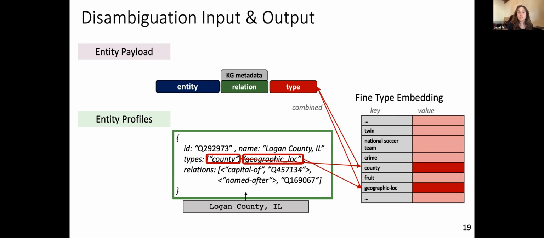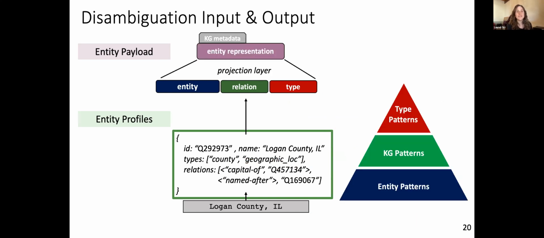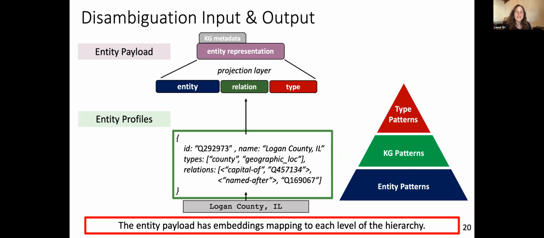I repeat the process also for types, right? So the county gets a type and geographic location gets a type, and every single county is going to get the exact same type. Now, these simply get projected down and form what we're calling our entity representation or entity payload. And the key takeaway here is that I have an embedding for every layer of this signal hierarchy, which is going to allow our model to learn patterns over every single signal and store them in these embeddings.